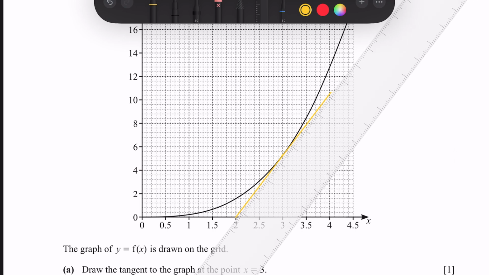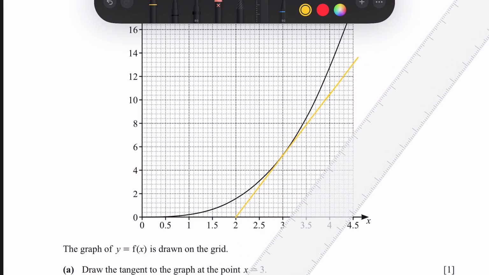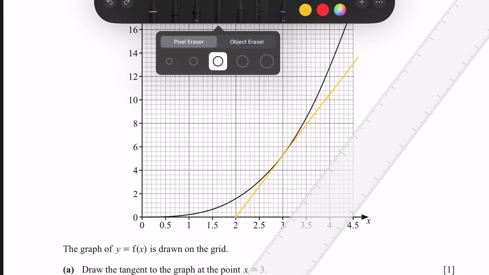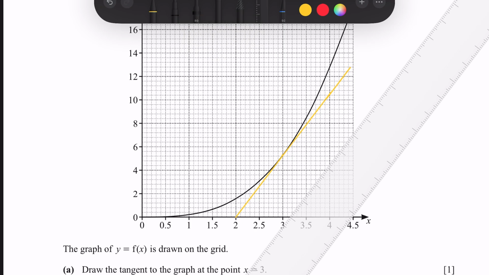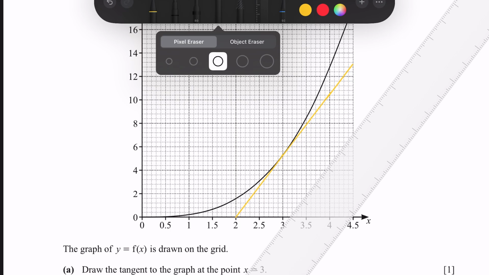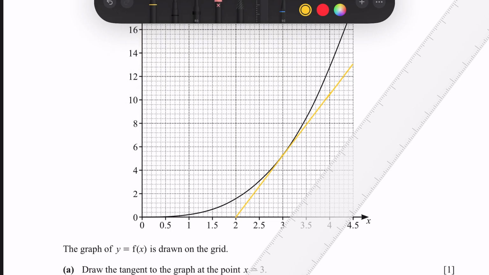You should draw the line to the end of the graph, but I couldn't as I was zoomed in, so maybe I'll try now. Yeah, it's a safe measure to always draw the tangent line to the ends of the graph. There we go. Sorry. So that's question A done.